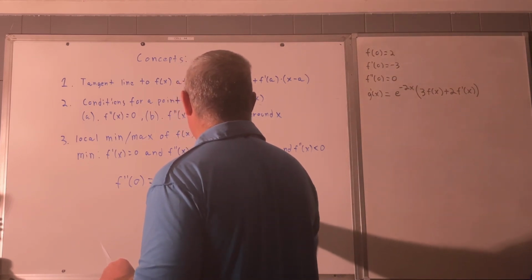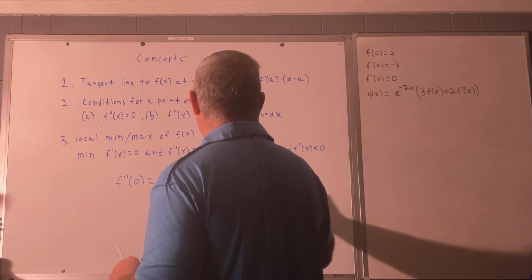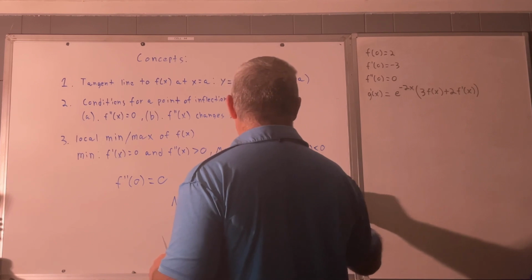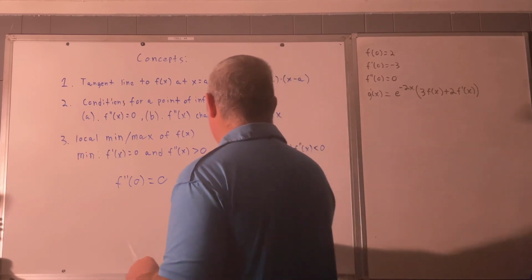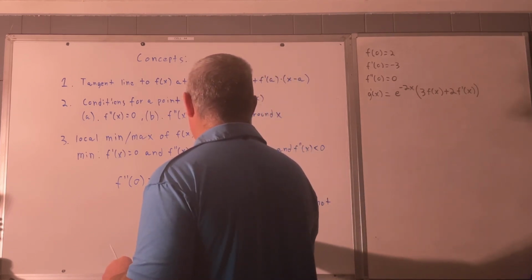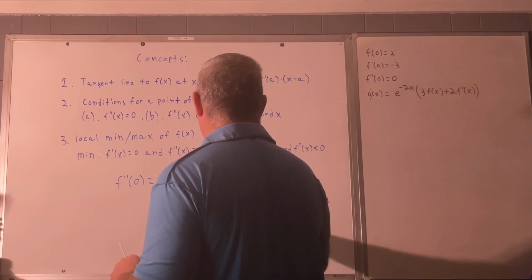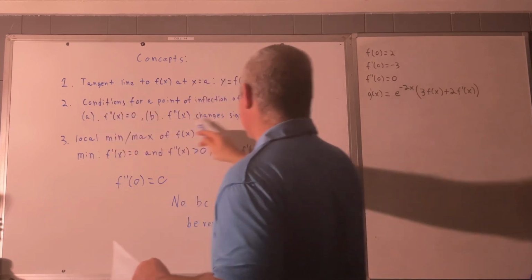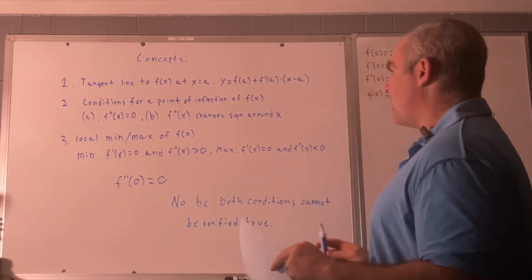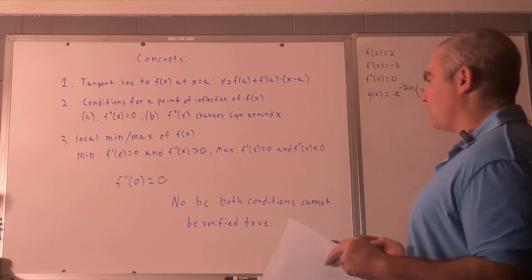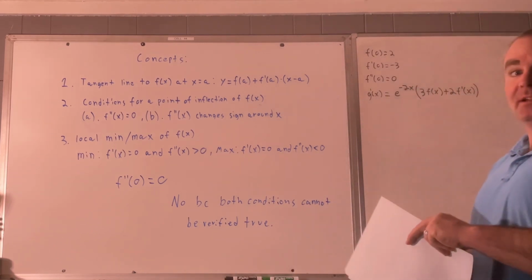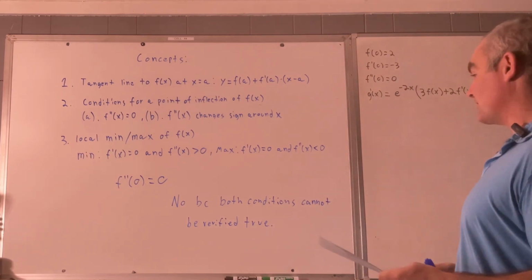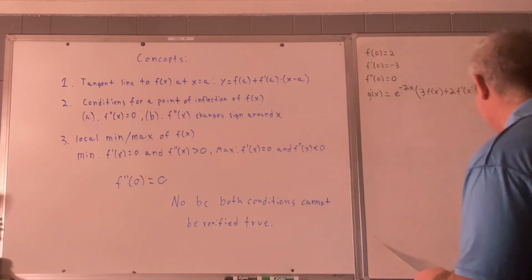because both conditions cannot be verified true. And then these are the conditions. So really on the test you'd say no, because we cannot determine if f double prime changes signs around x is equal to 0. That's what you would write to get full credit.